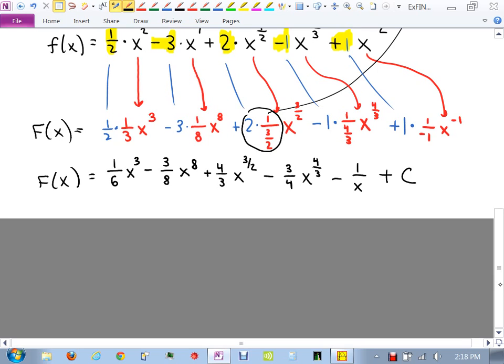So that's a good example of a power rule problem for finding antiderivatives. Now, does everyone have that? I'm going to move on. There's some other functions everyone should just know the antiderivatives of.